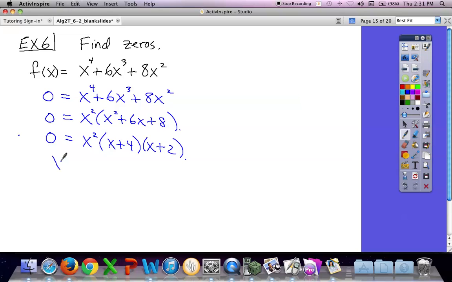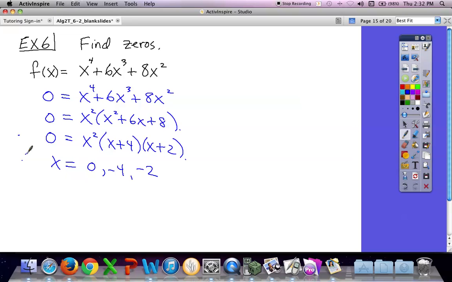Okay, so what are the zeros? Andrew, did you raise your hand? What are the zeros here? Negative 4. There you go. 0, negative 4, negative 2. Don't forget the x that doesn't have a plus or a minus after it, then 0 is a zero, right? If I substitute 0 here, 0 times anything is 0. That definitely solves it.